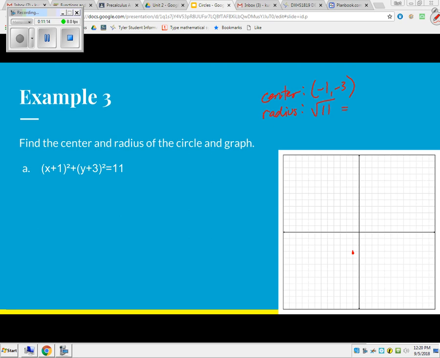Well, the square root of 11 does not help me get too far into this problem. So I'm going to need to go ahead and decimal that out. And 1 decimal spot is going to be enough for what we're going to be doing on this. So that would be 3.3. So what I want to do now is I'm just going to go 1, 2, 3.3. 3.3 in every direction.